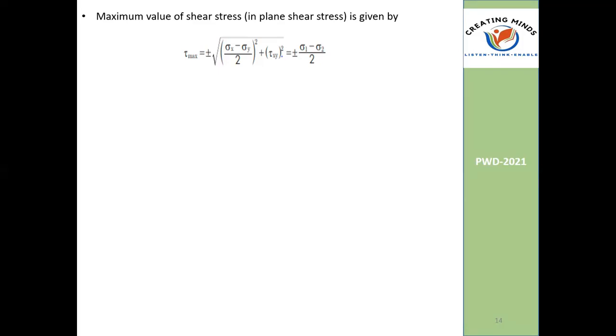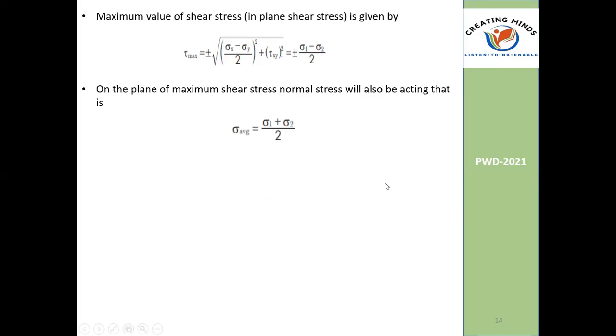So next, the plane of maximum shear stress. It's the average, sigma 1 plus sigma 2 by 2. That is the normal stress on the plane of maximum shear stress.